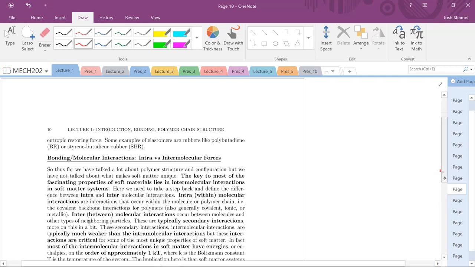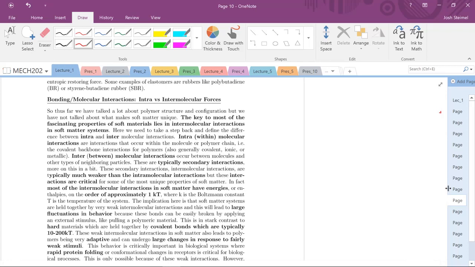But now we're going to get into the fun stuff, a little bit of chemistry, and then more chemistry in lecture 2, and then we'll forget about chemistry for a little while, except for chi parameters and other fun things. Today we're going to talk about bonding in that backbone, looking deeper into that structure and what makes polymers and soft matter so unique. The key insight here is that polymers have intra and intermolecular interactions.